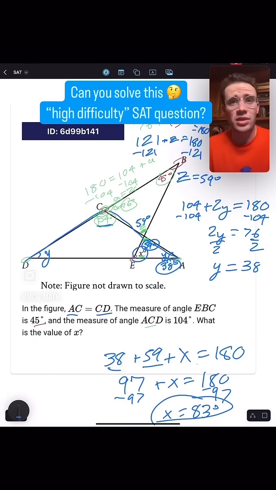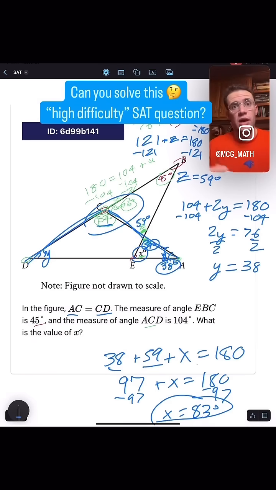So really the main thing they're testing here is that all of the angles in a triangle add up to 180, that isosceles triangles will have two equal angles across from the equal sides, and that a linear pair would also add up to 180 degrees.